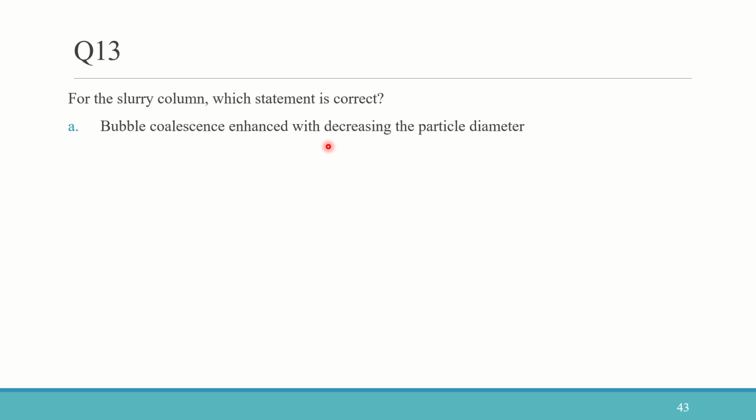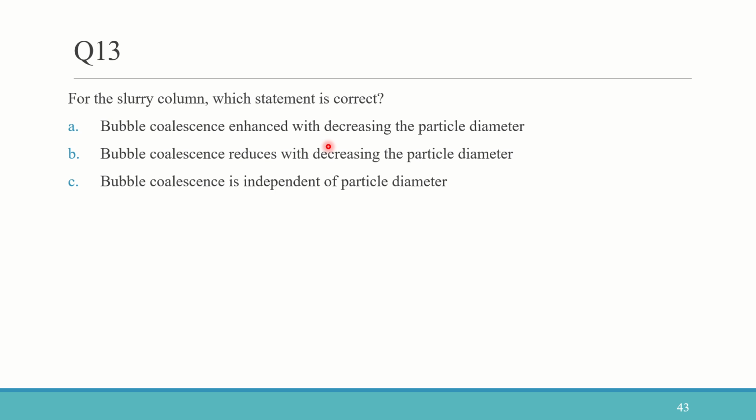Now let us go to question 13. It is given that for the slurry column, which statement is correct? Option A, bubble coalescence enhanced with decreasing particle diameter. Option B, bubble coalescence reduces with decreasing particle diameter. Option C, bubble coalescence is independent of particle diameter. Option D, none of the above. So for the slurry column, which statement is right? The bubble coalescence is enhanced with decreasing particle diameter. We have seen in the last few slides how the coalescence time is decreased with increase in slurry concentration or decrease in particle size. If coalescence time is reduced, bubble coalescence is enhanced, in other words. So option A is the right answer.